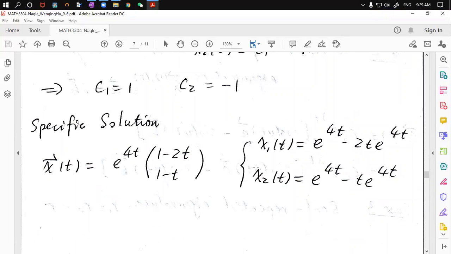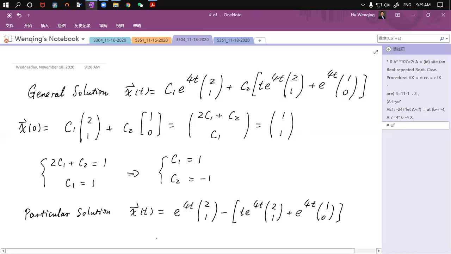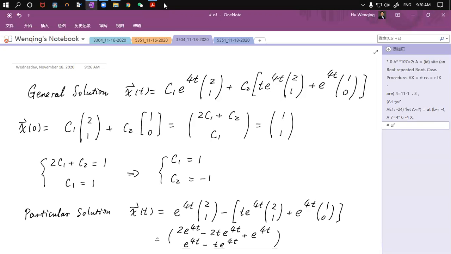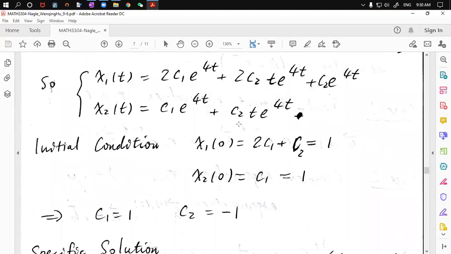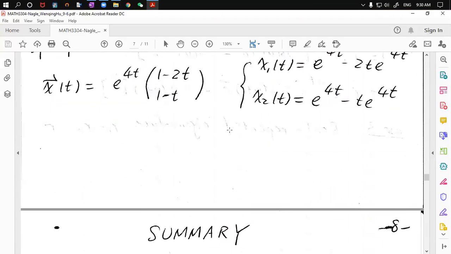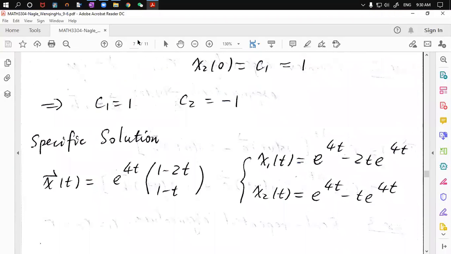Now, if you want the solution in components, you can write it that way. The first component is 2 times e to the power of 4t minus 2t e to the power of 4t plus e to the power of 4t. The second component is e to the power of 4t minus t times e to the power of 4t. Is that good for everybody? So that's what we have for this example.